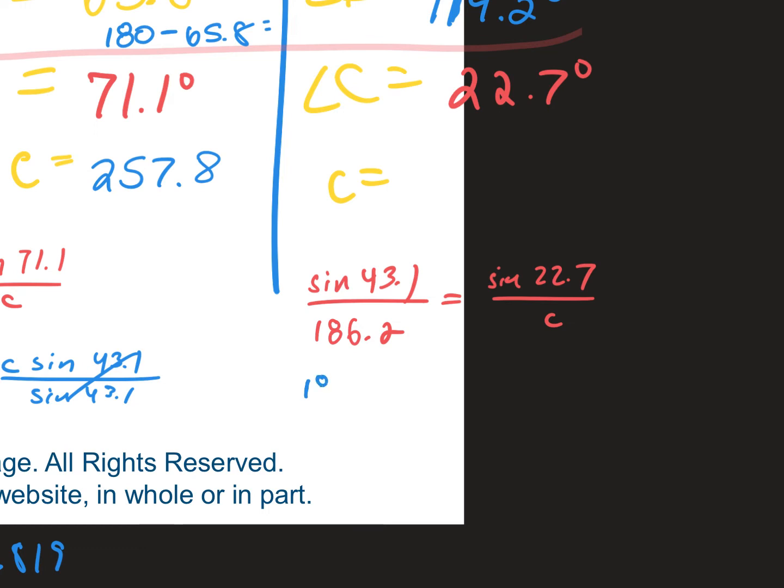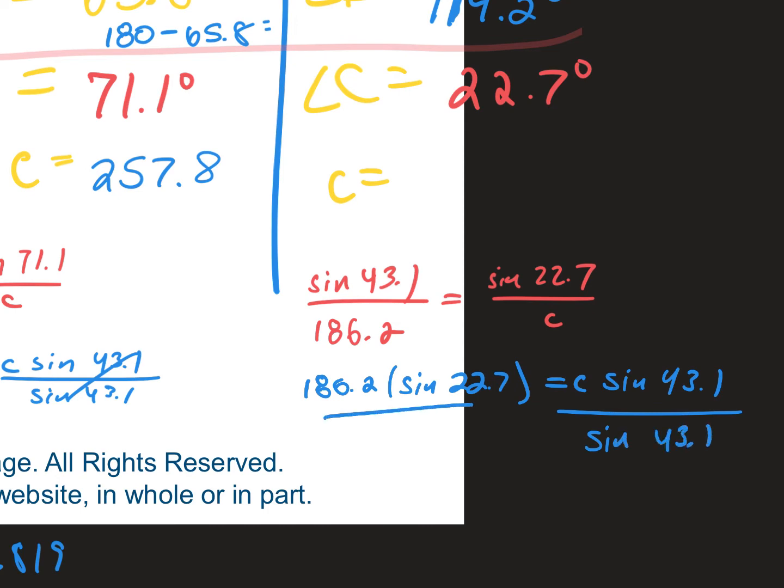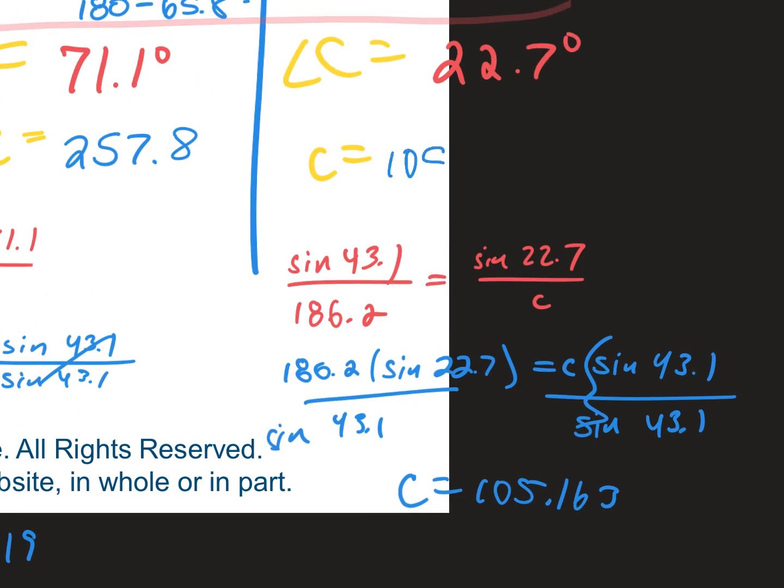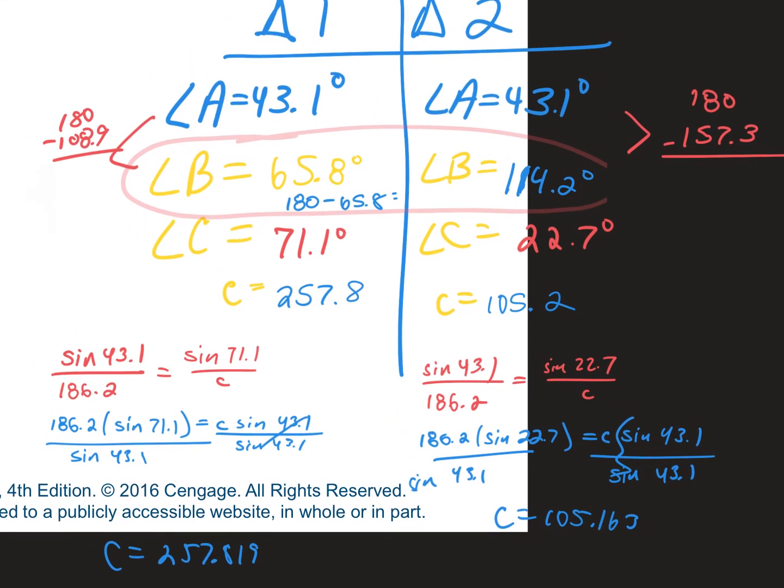And we do the exact same thing in triangle 2. Cross multiply, so 186.2 times the sine of 22.7 equals C times the sine of 43.1. Divide both sides by the sine of 43.1. And over here, C equals, I got 105.163. So C here is about 105.2.